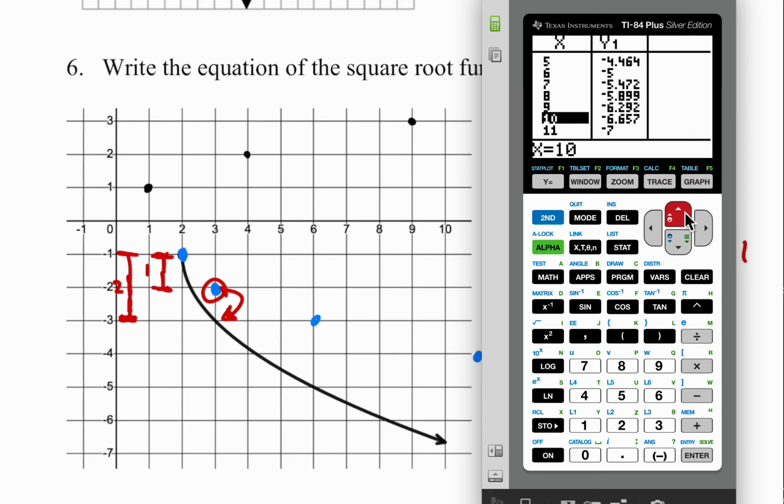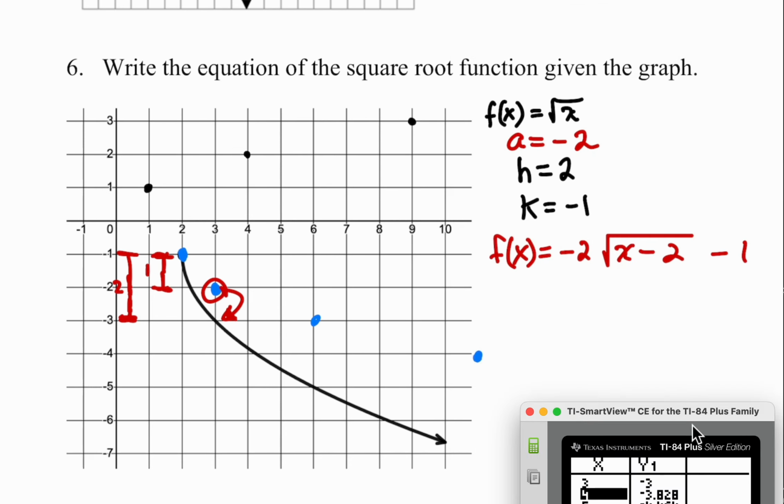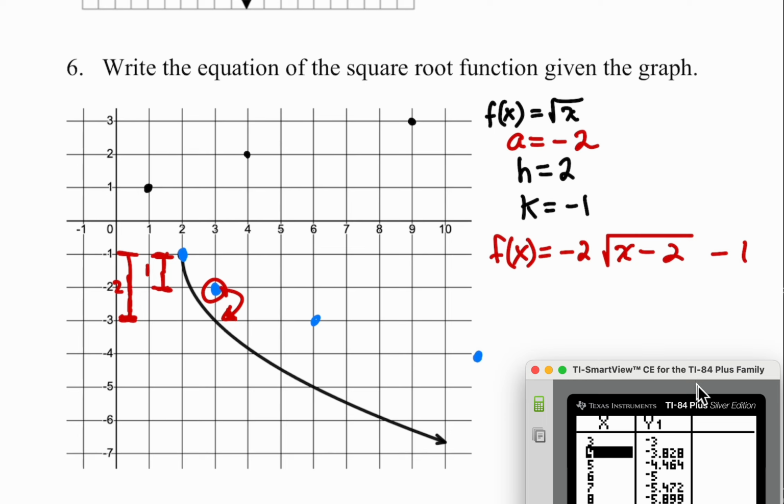You could also verify using the decimal ones. It's just a little iffier. So for example, (4, -3.8). That could be -3.8, 3.8 units down from the x-axis, right? So it checks out. So we had a suspicion, and we verified our suspicion using the calculator.